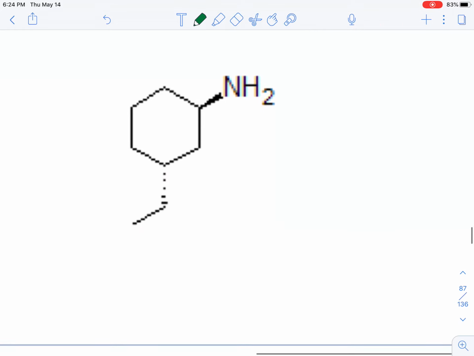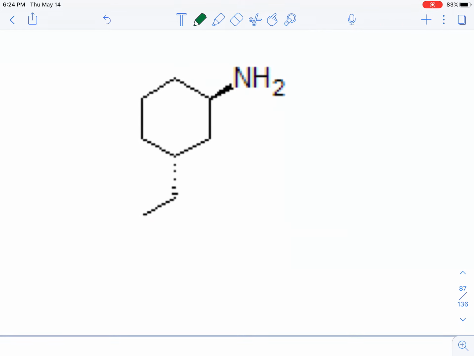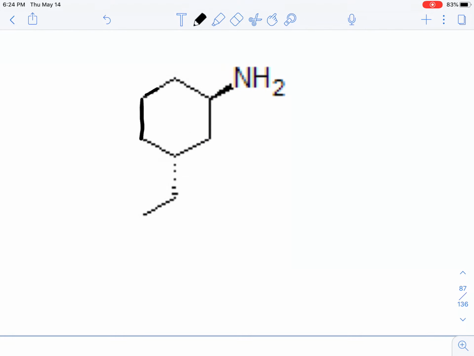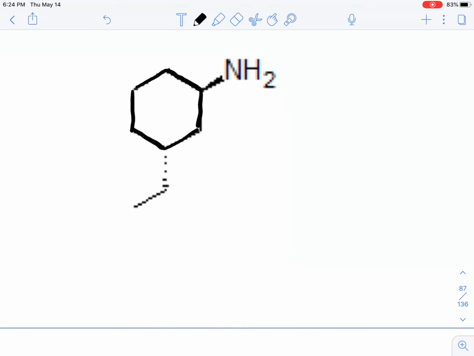Okay, so let's go ahead and take a look at this structure. Let me do this in black. I should be doing this in black. I just keep on forgetting to change colors. So looking at this structure here, we have a cyclohexane.